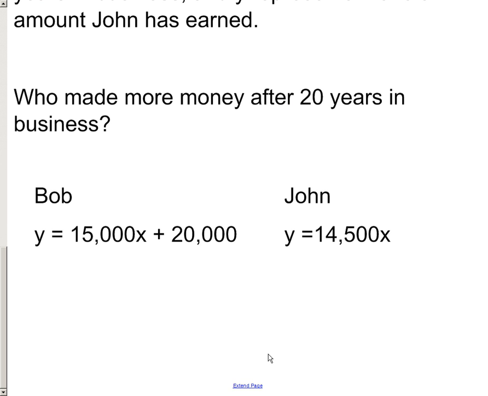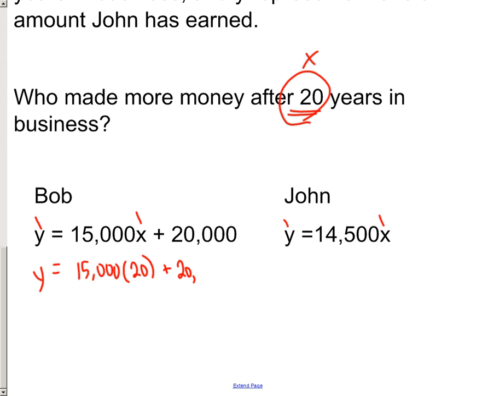And the question is, how much money would they make after 20 years? We'll stop and think for a second. Y is the total amount of money that they'll be making, and X is the number of years that they've been in business. So if I plug the 20 in for the X, I can figure out how much money they've both made. So y equals 15,000 times 20 plus 20,000. And once I figure that out, I'll know exactly how much Bob's made after 20 years, and I can do the same with John's. Calculate that, and I'll know how much he made after 20 years, and then I can very easily answer this question about who made more money.